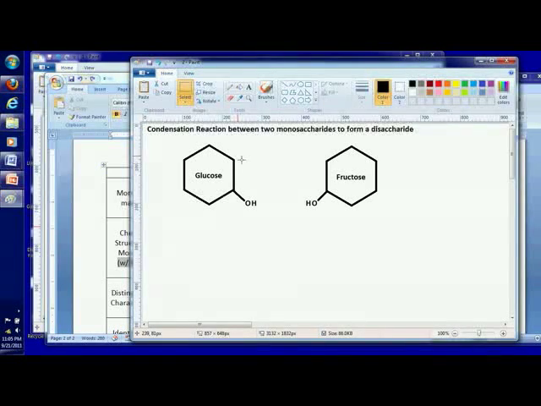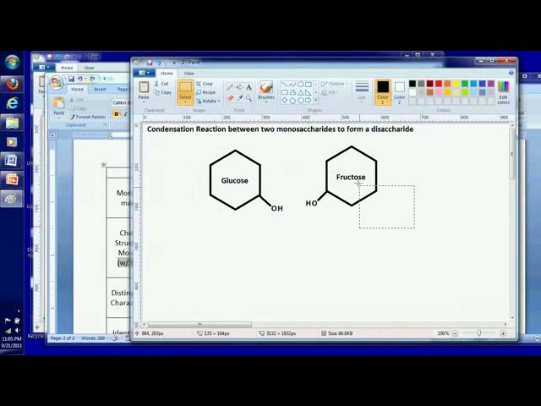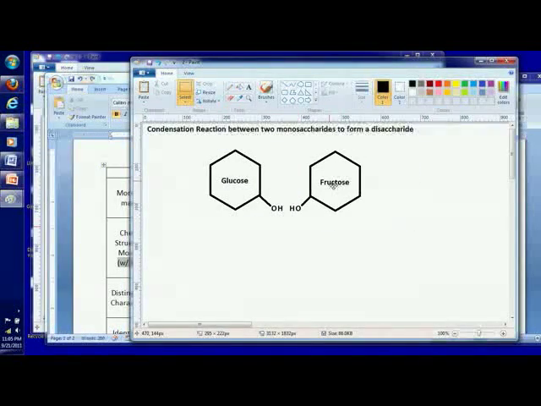So both of these molecules are not complete. They all have OHs hanging off the end, but we're going to focus only on these OH groups because these are the ones that are going to interact, causing these molecules to come together. So we have a glucose and a fructose, whatever you want to call it. They're going to come together.